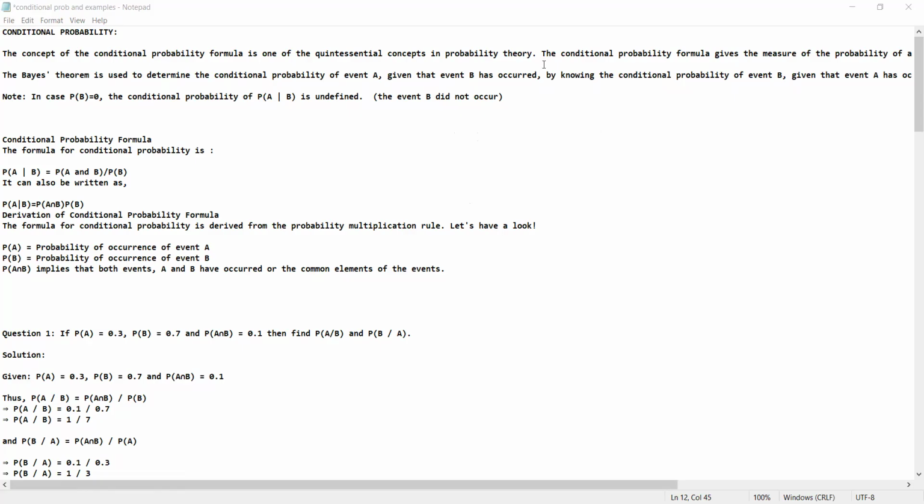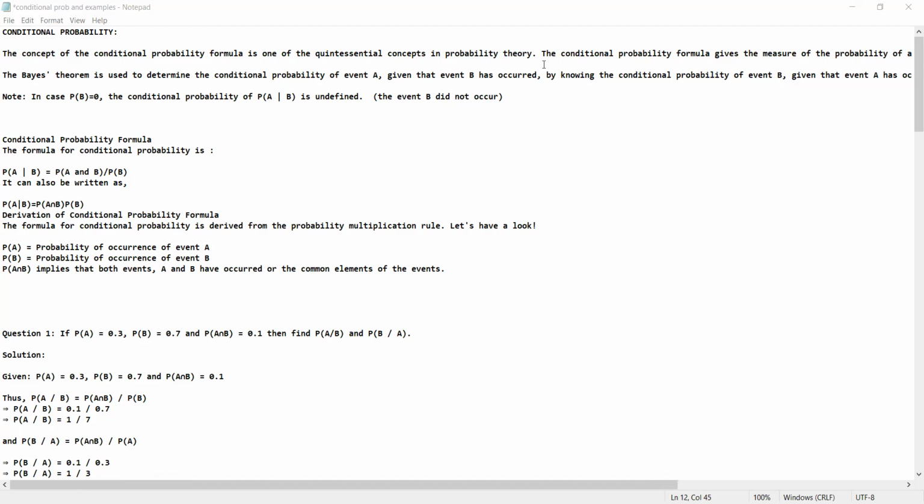So now we will see what is conditional probability. This conditional probability is very important for any future GATE exams or other competitive exams, because it has a lot of problems to solve. By using this conditional probability, we can solve many problems, and further, by using it, we can also do the multiplication theorem.